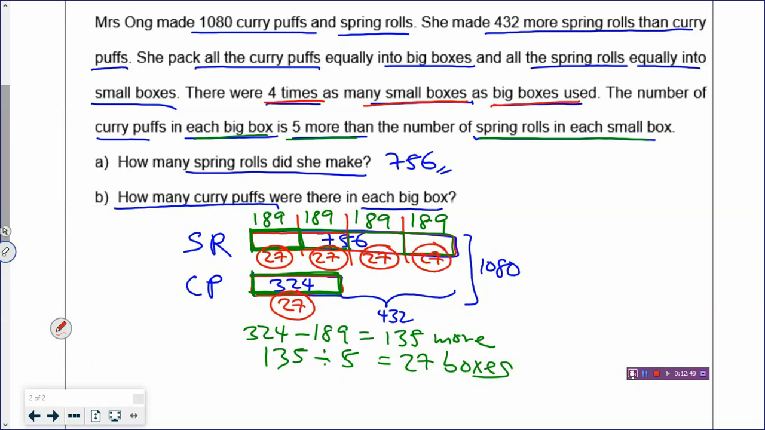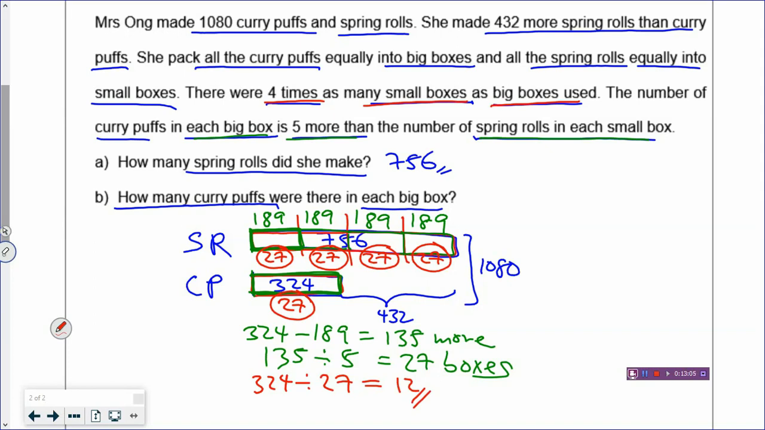But the question asks you to find how many curry puff were there in 1 big box. So if you have 27 big boxes, how many curry puff are there in 1 big box? You take 324 and you divide by 27. And what do you get? 324 divided by 27, and that's how your answer is 12. So there are 12 curry puff in 1 big box.